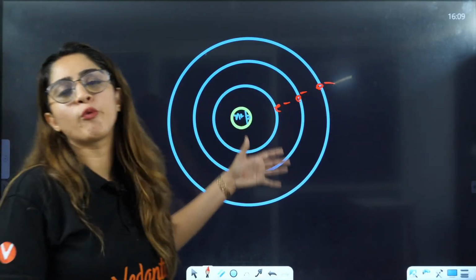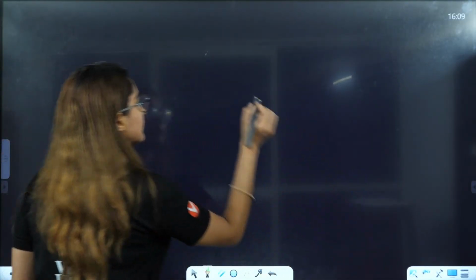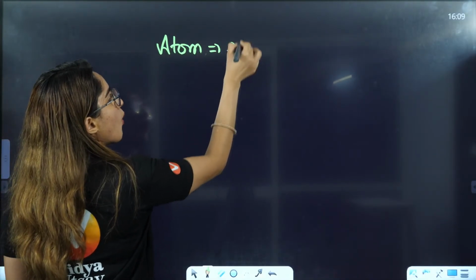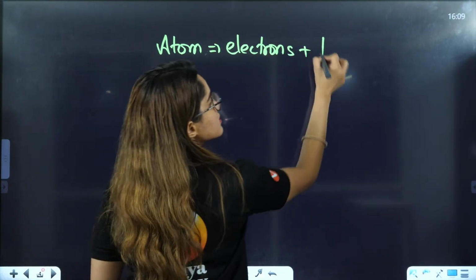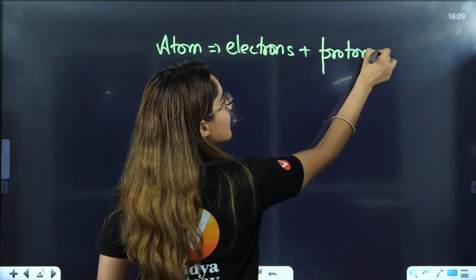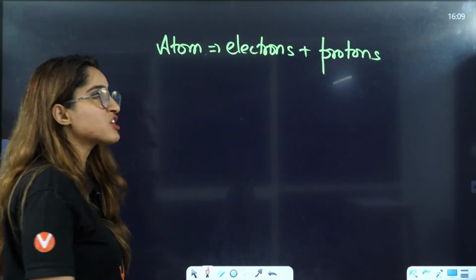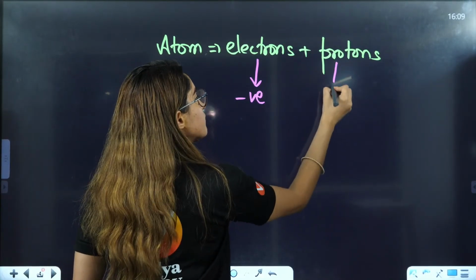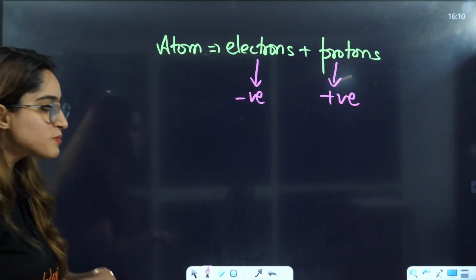But at that point, this knowledge was not there. At that point, we only knew that in an atom you have two things: one is electron, one is proton. Electrons are negatively charged particles, and protons are positively charged particles. So Thomson made a model.